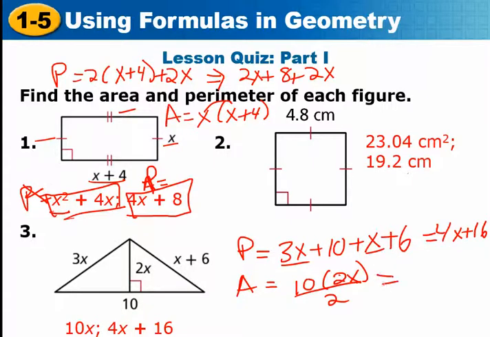To finish this area one off, you could multiply on top and get 20x divided by 2, and then 20 divided by 2 is 10x. Or you could have noticed that the 2 and the 2 here would cancel, which would then give you 10x as well.